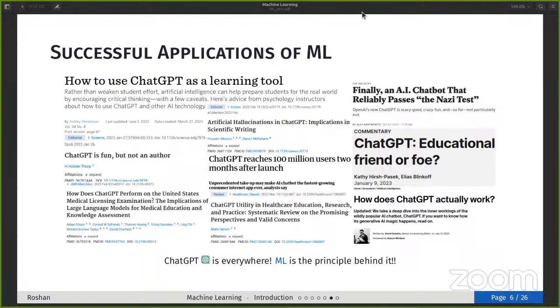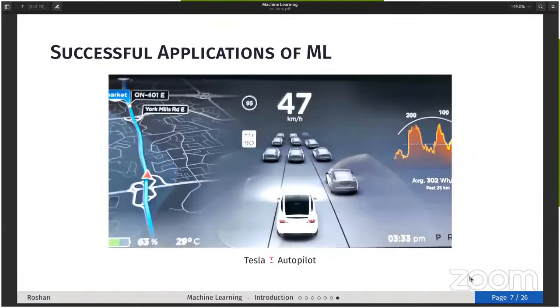Good. And behind all of this is machine learning. I think by the end you won't be able to learn how to train ChatGPT or make your own ChatGPT, but I just wanted you to know that machine learning is the basic principle behind it. Then one more successful application: autonomous cars. This is going to be the future where you don't need to drive. The car will move on its own. And these are, I would say, two successful applications of ML.